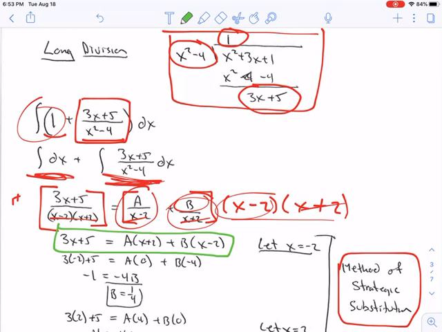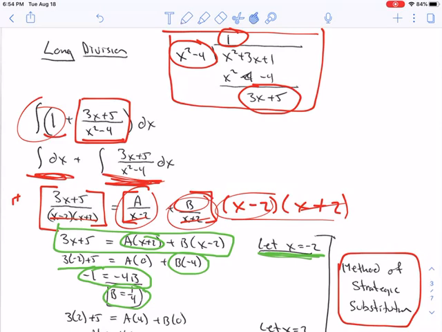I noticed that if I let x be equal to negative 2, this term here all just goes to 0, because negative 2 plus 2 is 0, and 0 times A is 0. Over here, we end up with a negative 4B. And then over here, negative 2 times 3 is negative 6 plus 5 is negative 1. So I end up with negative 1 equals negative 4B, or B equals 1/4. So very simply, by strategically substituting a value in for x, I solved it for B.